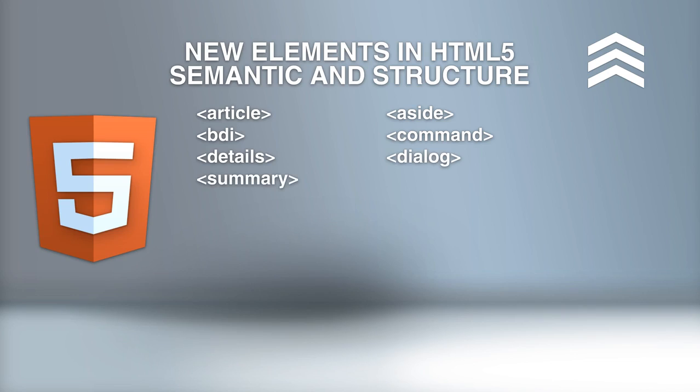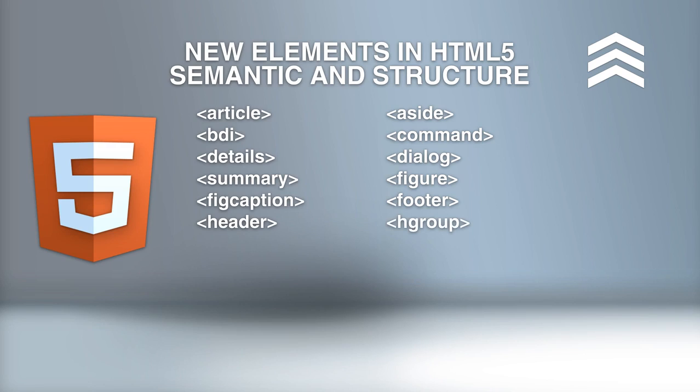Summary defines a visible heading for the details element. Figure specifies self-contained content like illustrations, diagrams, photos, code listings, and so on. Figcaption defines a caption for the figure element. Footer defines a footer for a document or section. Header defines a header for the document or section.